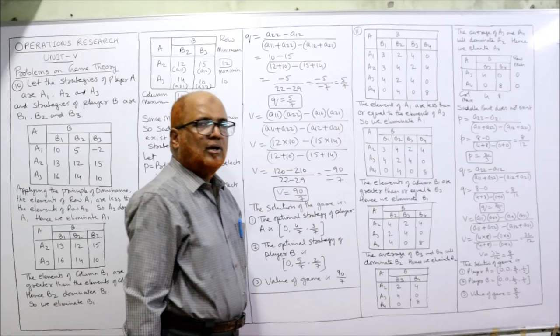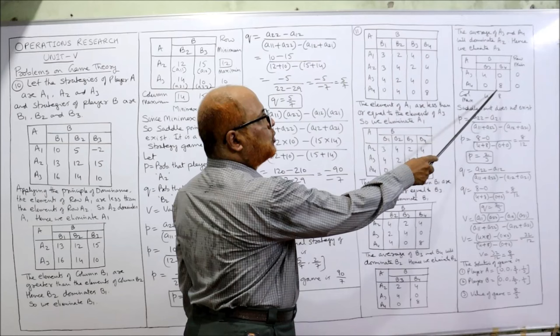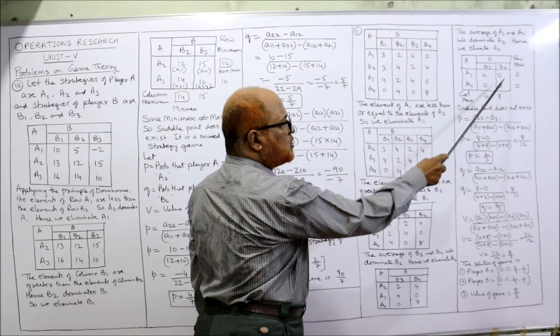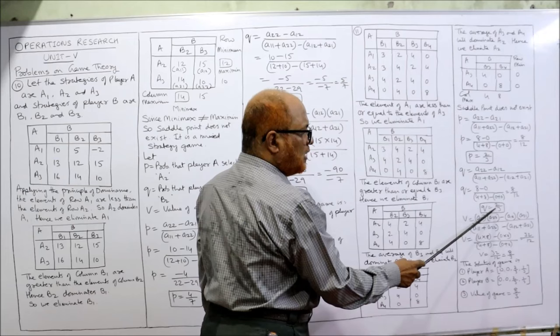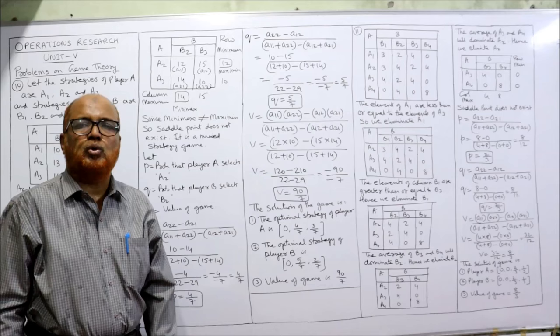Similarly Q. Q is equal to A22 minus A12. A22 is 8, A12 is 0. 8 minus 0, divided by the same denominator, 4 plus 8, 12. 8 by 12 means 2 by 3. So we got P value 2 by 3 and Q value also 2 by 3.